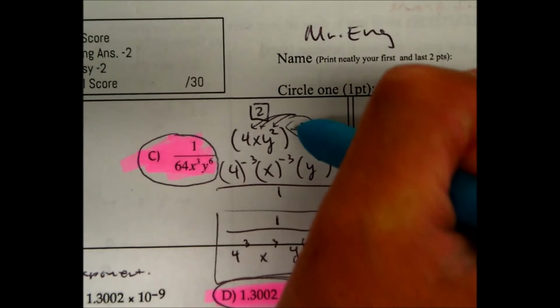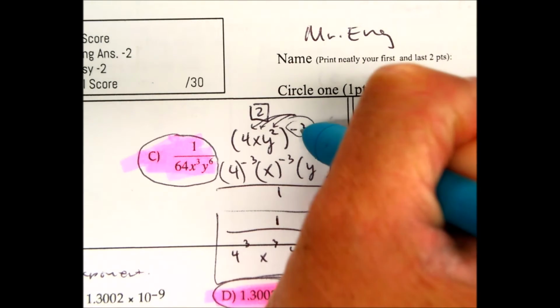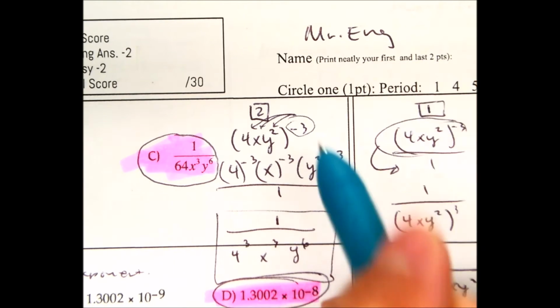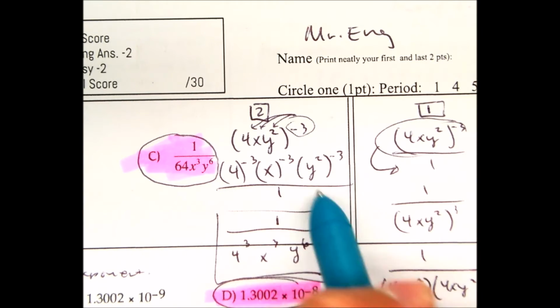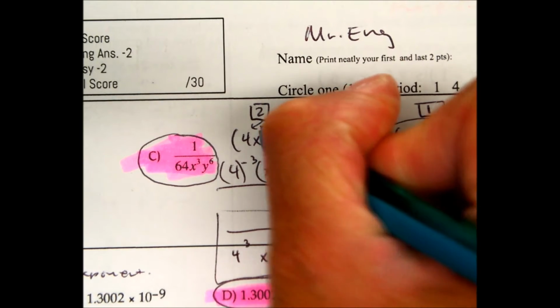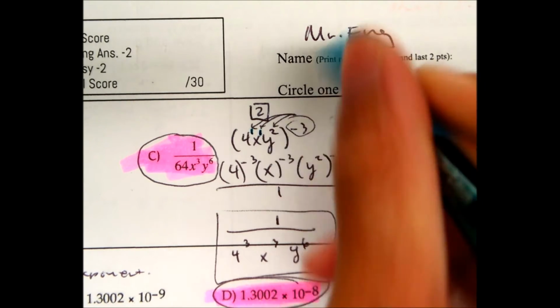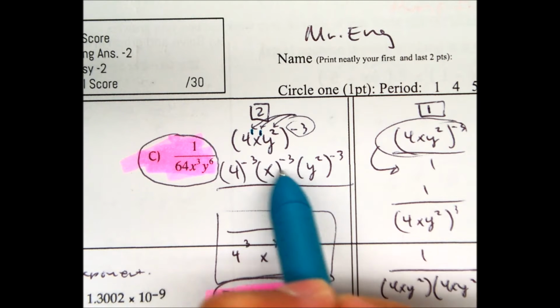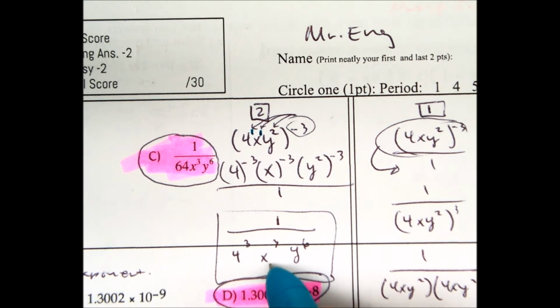You can distribute the power rule to every exponent, so negative 3 times 2 gives you a negative 6. Y to the negative 6 goes downstairs. X to the 1, so if there's no number, you can put a 1 right there. Negative 3 times 1 is a negative 3. X to the negative third goes downstairs, that's x to the third.